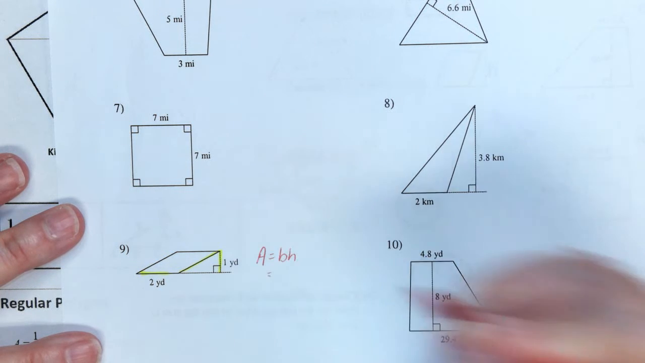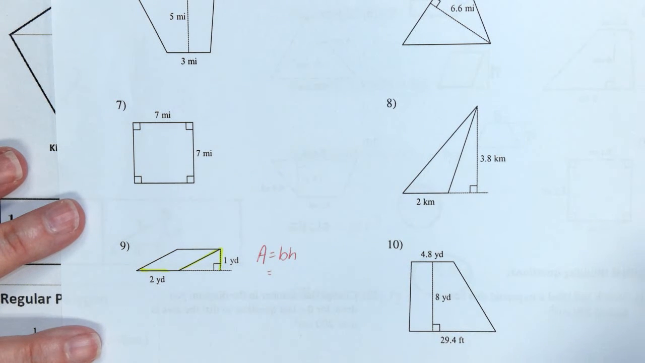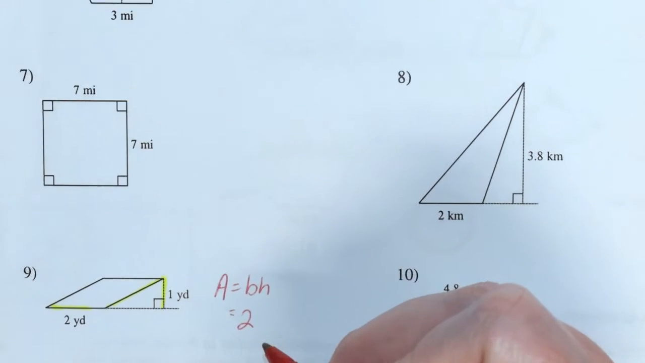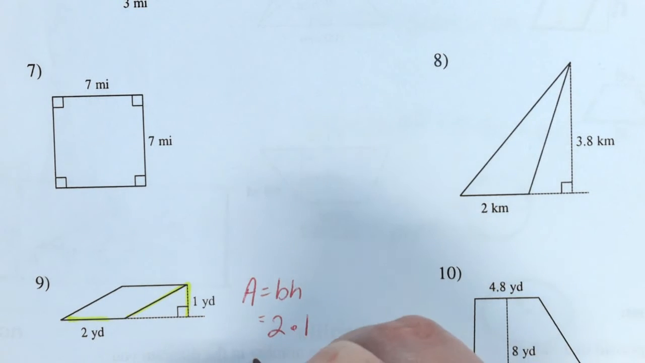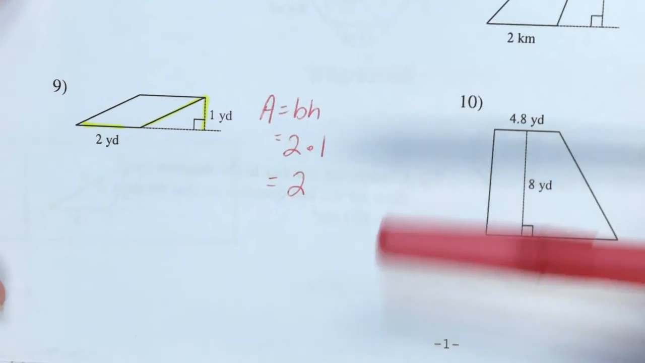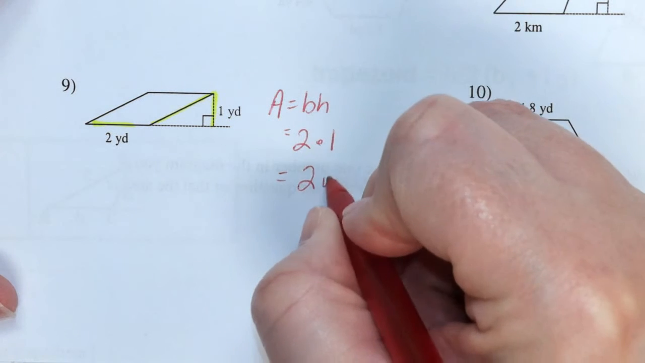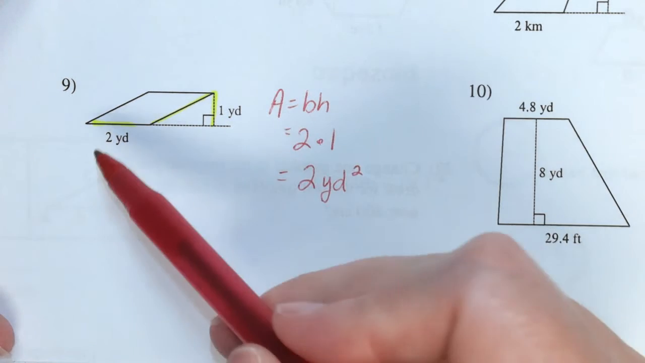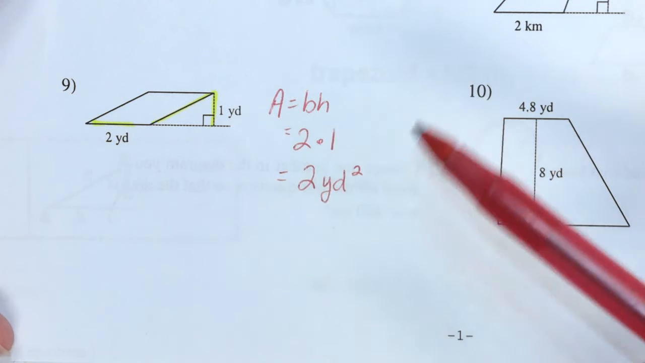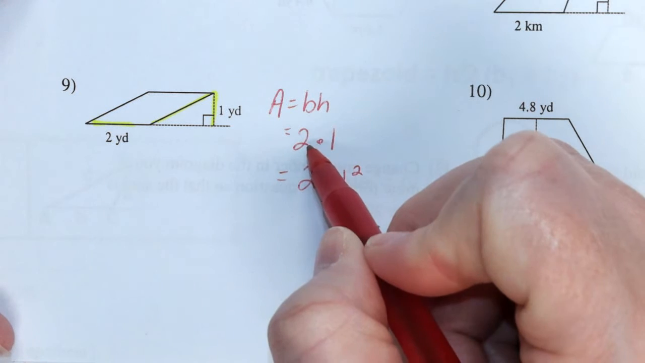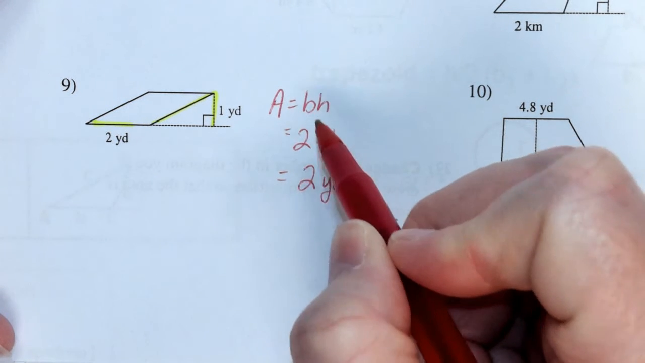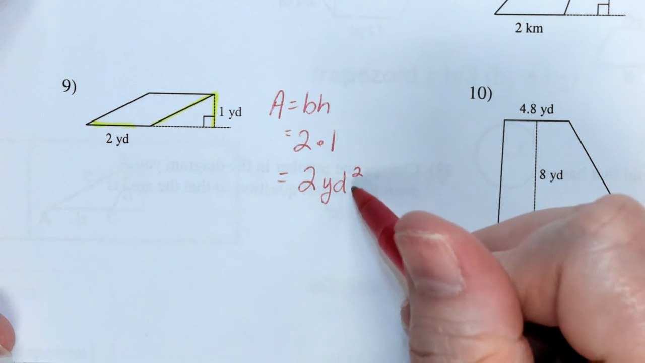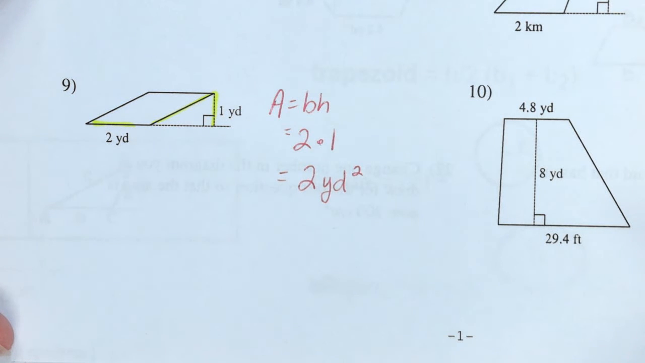And what's our base in this picture? 2. What's our height? 1. What's 2 times 1? 2. And what's our units? Yards. And it's area, so yards squared. Because it's yard times yard. Because I didn't write it here, but this 2 is in yards, this 1 is in yards. I'm multiplying yard times yard. That's yard squared. Kind of like if I do x times x, I get x squared.